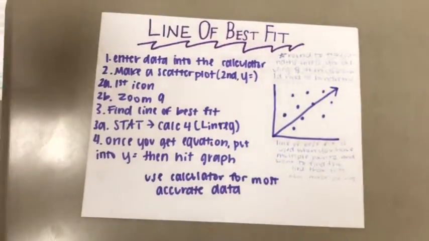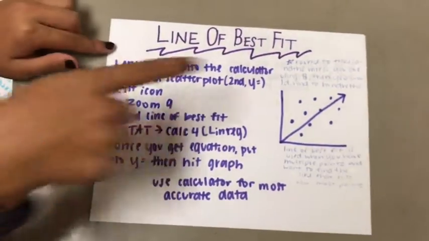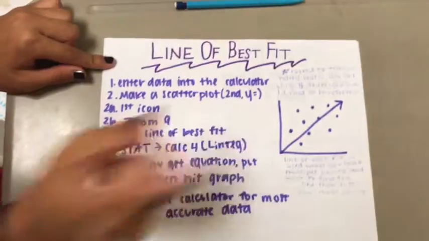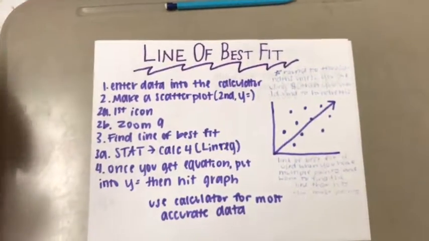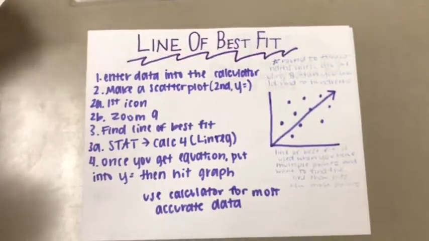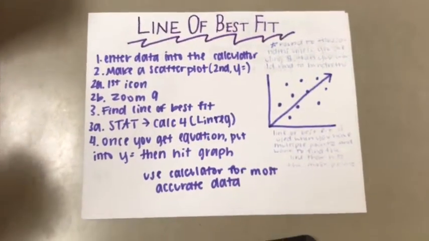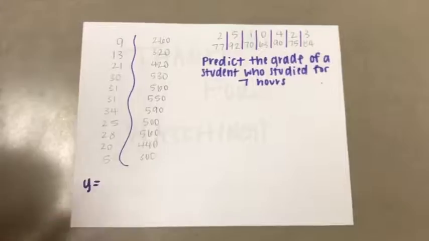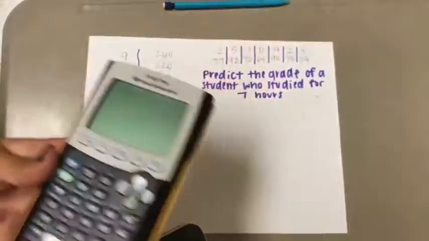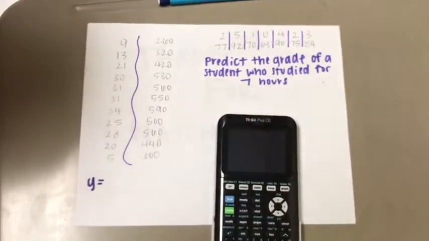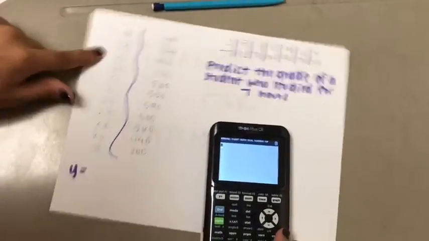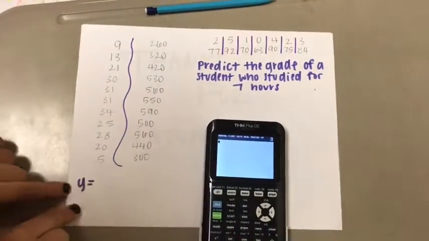And don't worry, I'm going to be doing these steps on the calculator to show you. And this is just an example of what it will look like. And you want to use your calculator for the most accurate data. And a quick little tip is you always round to thousands. Unless you're dealing with money, then you would round to hundreds. So for this, and then this is our first problem. So you just want to find the line of best fit.